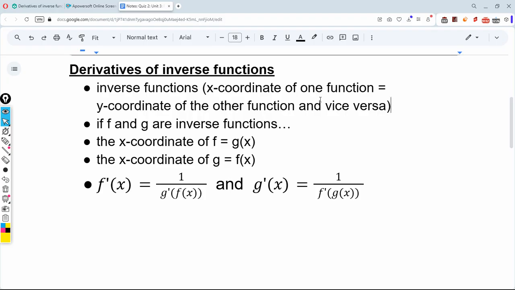The x-coordinate of one function equals the y-coordinate of the other function, and vice versa. So if f and g are inverse functions, that means the x-coordinate of f equals g of x, and the x-coordinate of g equals f of x. Remember, g of x is the y-coordinate of g, f of x is the y-coordinate of f.